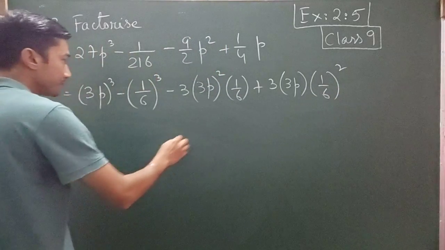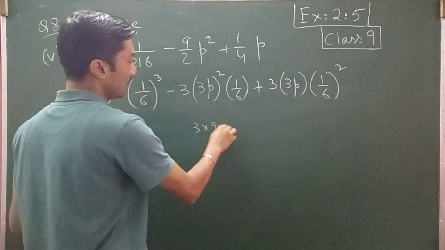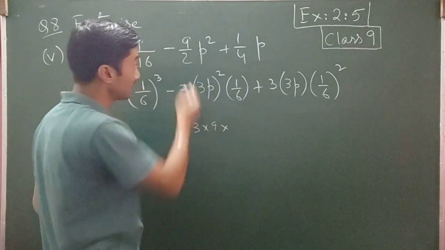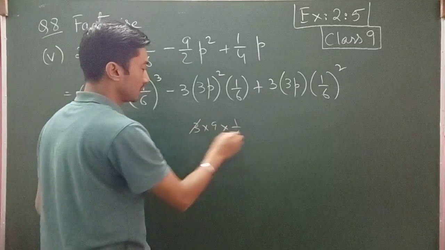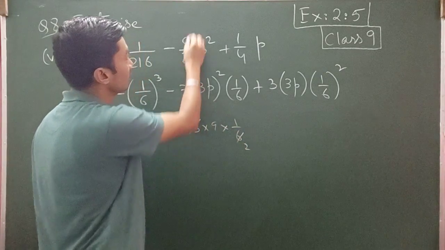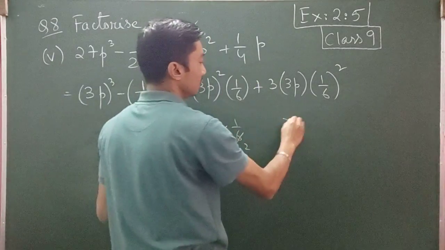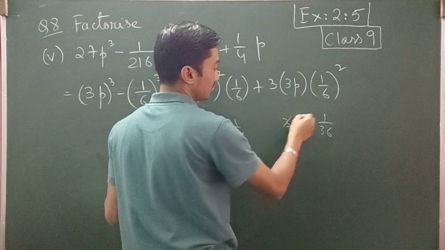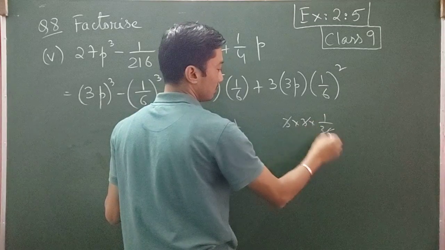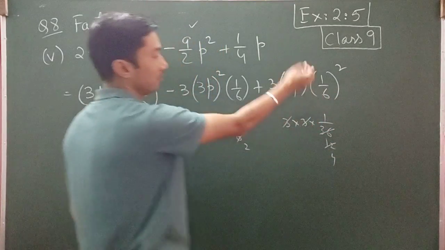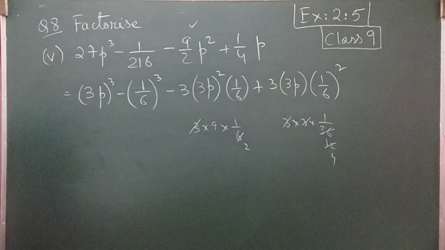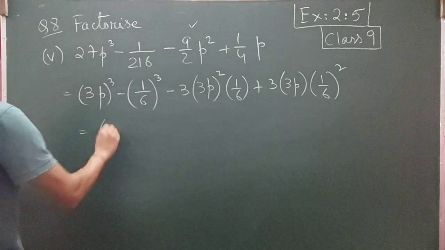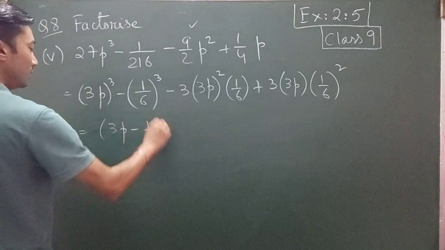Time to check. 3 into 9, because I'm just leaving out p square because p square is already here, so there's nothing to check, just a numerical value. 1 by 6, 3 into 3 into 6, so it's 9 by 2 p square, correct? Here 3 into 3 into 1 by 6 square, 36, so 3, 12, 4, 1 by 4 p, perfect. So this can be written as a minus b whole cube.